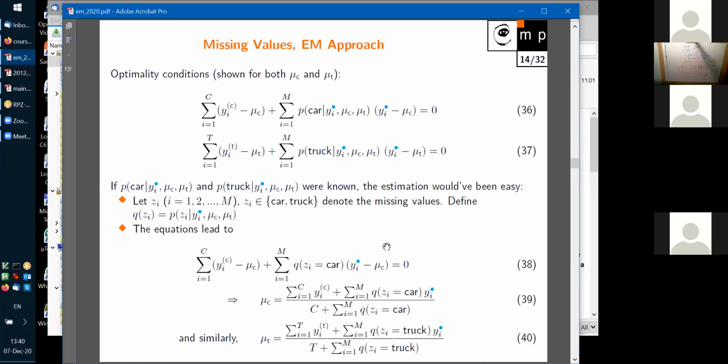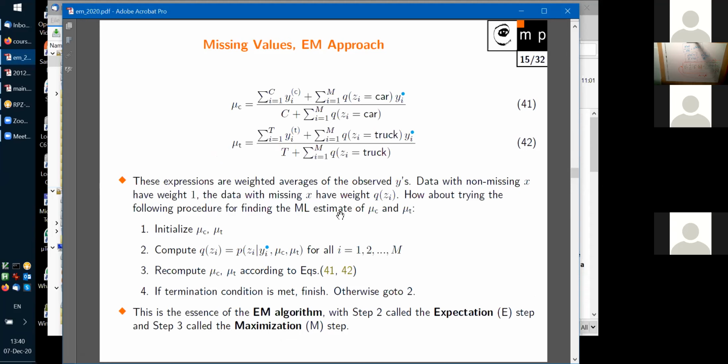So 39 and 40 are showing how to update mu c with these coefficients q, and that's it. So, okay, we have some algorithm which hopes that this will work. Why is there hope? Because if this probability changes very little, probably the solution will not change much. And if you look at it with common sense, one can think, okay, this could work.